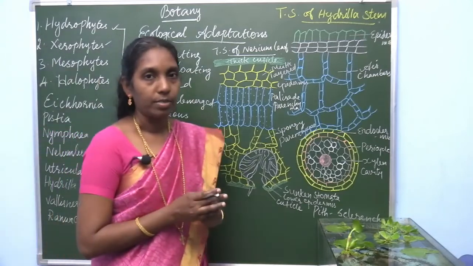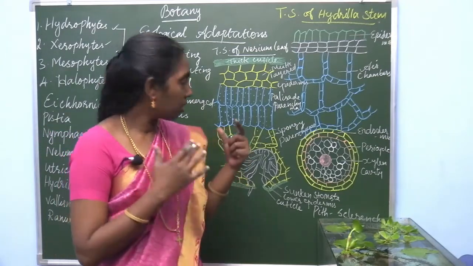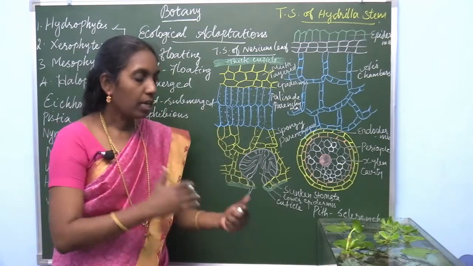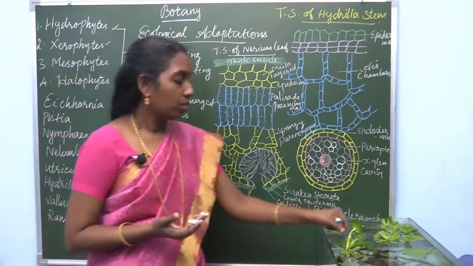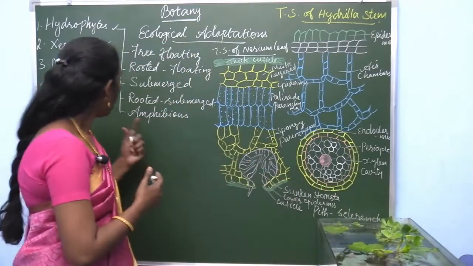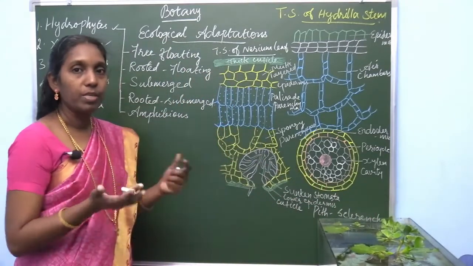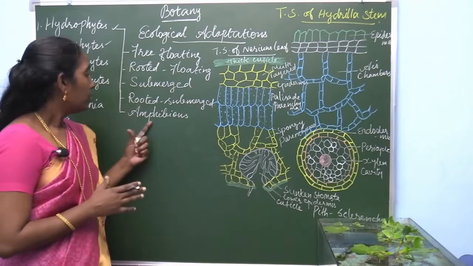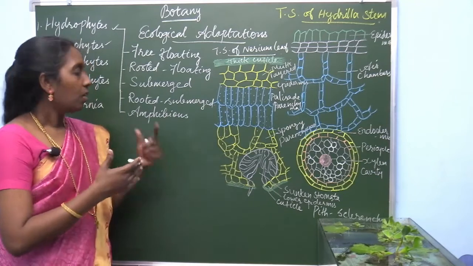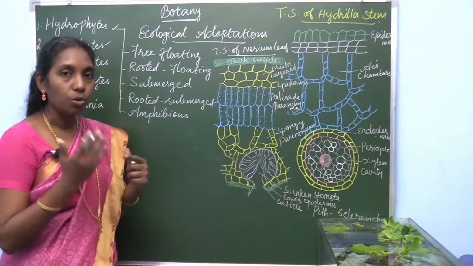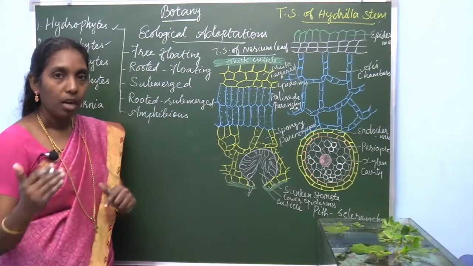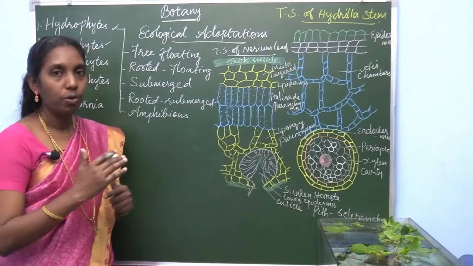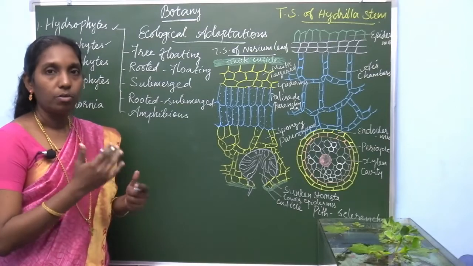Amphibious hydrophytes. These amphibious hydrophytes have the habitat of both aquatic as well as terrestrial. This amphibious hydrophytic plant shows two different habitats, aquatic as well as terrestrial. So, it lives in the shallow water, where the depth of the water is very less.